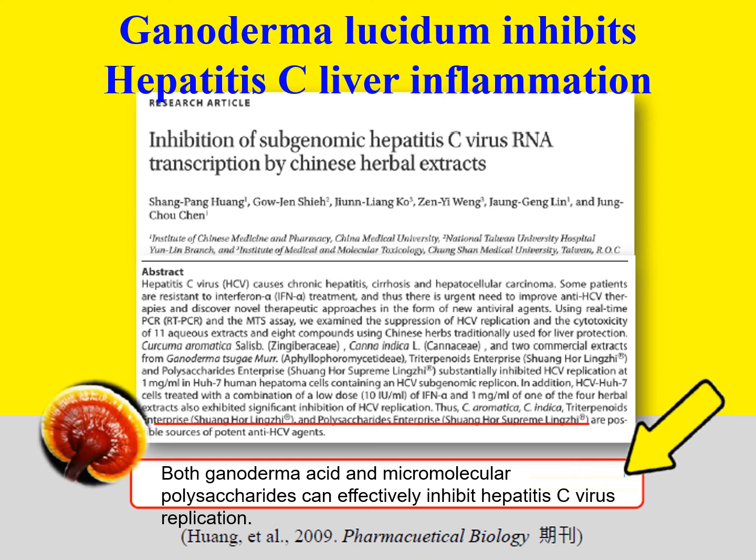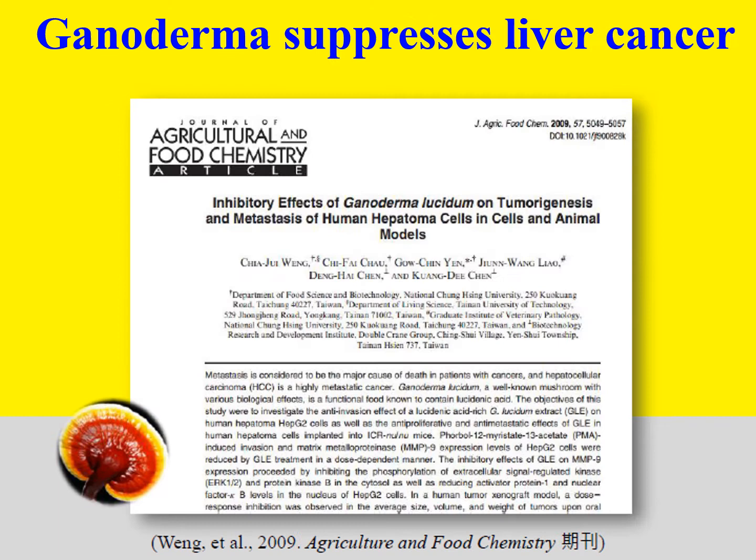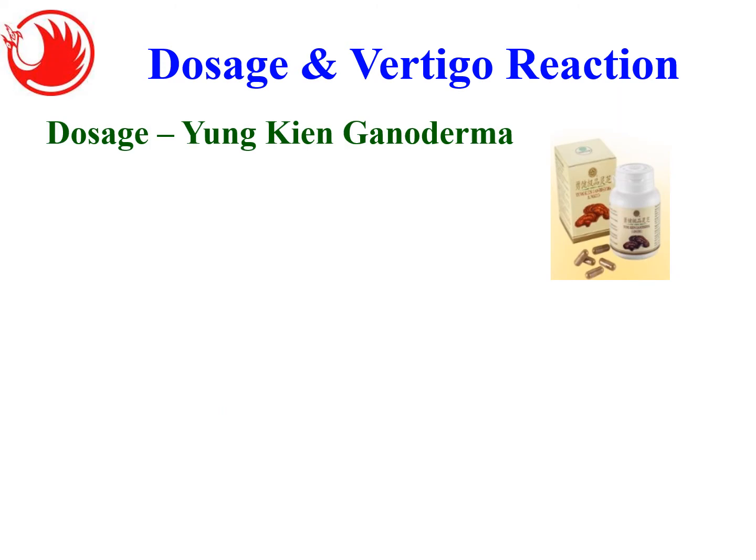So the next research is to look at how Ganoderma can suppress liver cancer. This is a study using an animal testing model. They show Ganoderma can suppress the liver cancer and has an inhibitory effect on the spreading of cancer cells. It's a liver cancer cell.